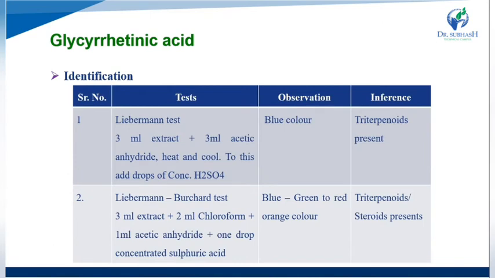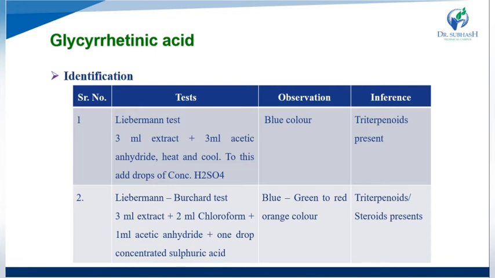Now we see the identification tests. There are mainly two tests: first the Liebermann test, and second the Liebermann-Burchard test. In the first test, we take 3 ml of the extract plus 3 ml of acetic anhydride, then heat and cool, and to this add a few drops of concentrated H2SO4.